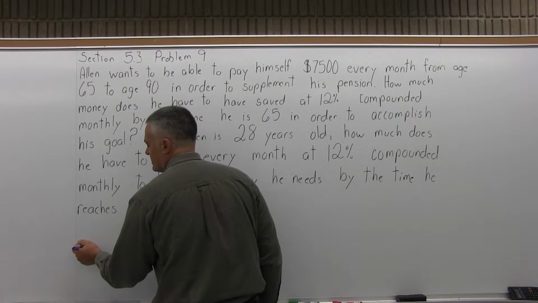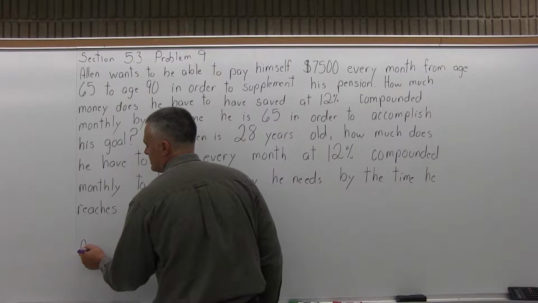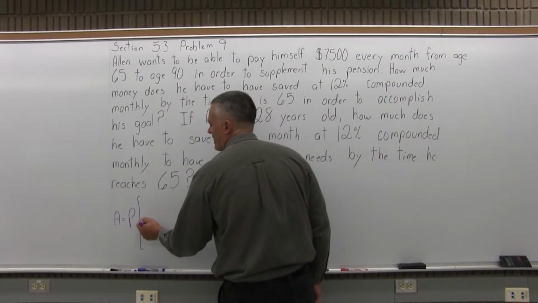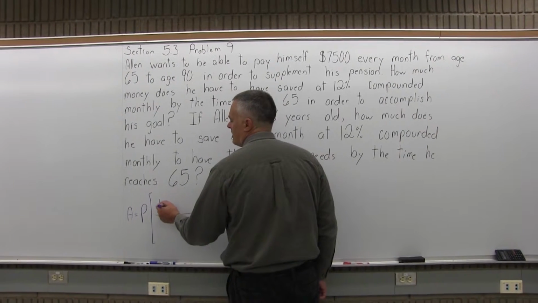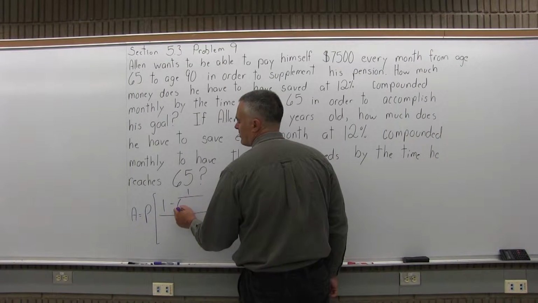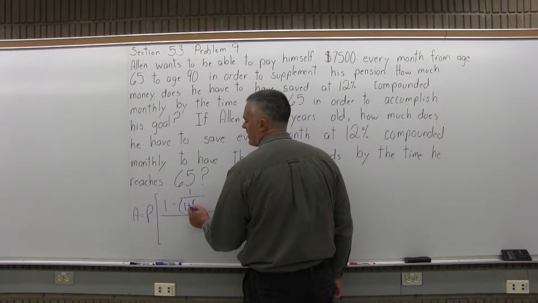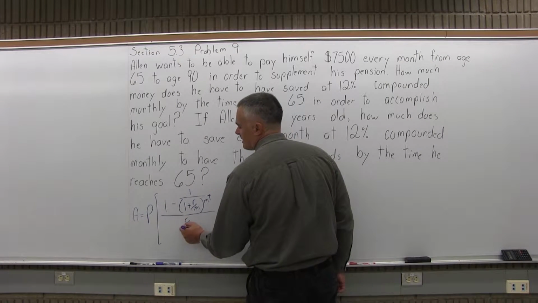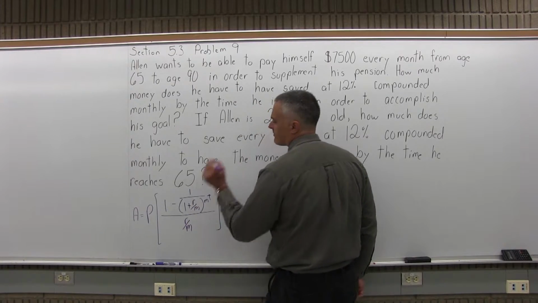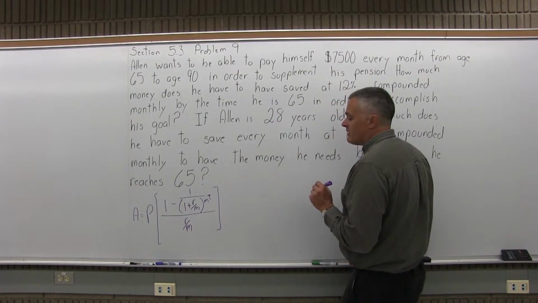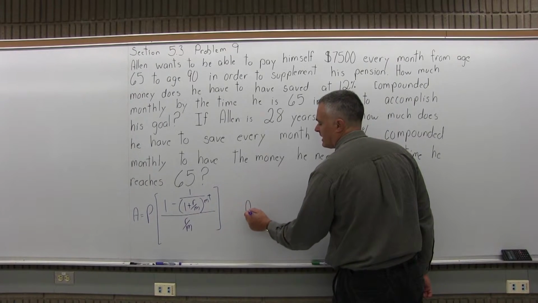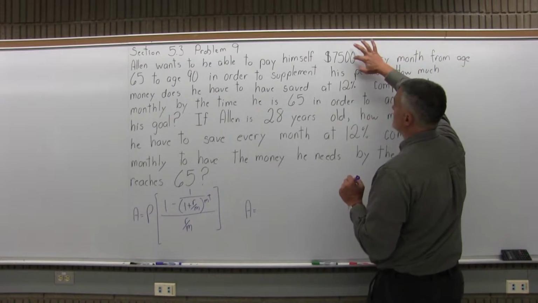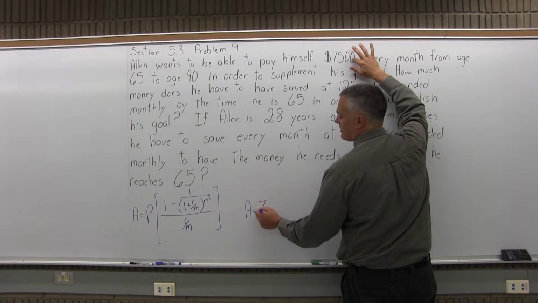So we're going to start with the present value of an annuity formula, which is A equals P times some fairly big brackets. It is 1 minus 1 over, in parentheses, 1 plus R over M, close the parentheses, to the M times T power, and then in the denominator of the brackets, R over M. Now we'll fill that formula in. So we'll have A equals P, the regular payment. For this particular problem, that regular payment is $7,500.